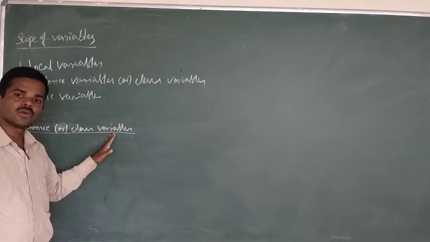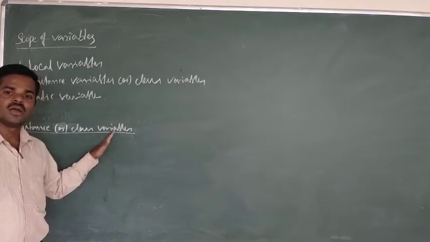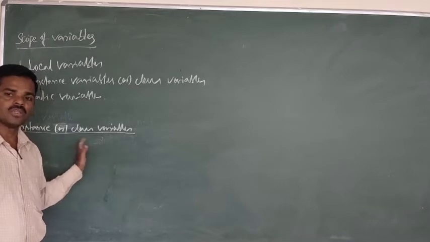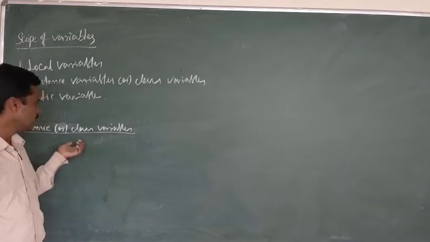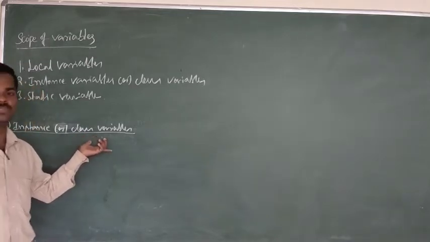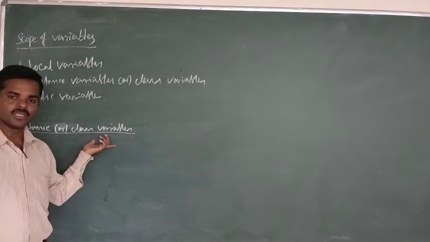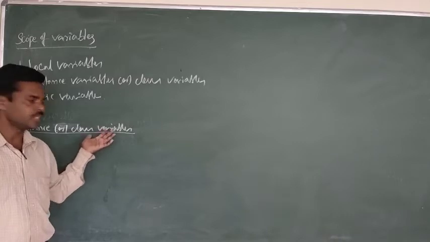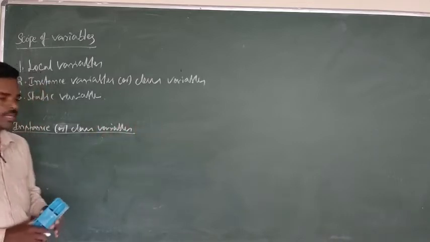These variables get initialized when the object is created, and get destroyed when the object is destroyed. So the life of these variables depends on the object. When the object is created, the variables get created. When the object is destroyed, the variables are also destroyed.